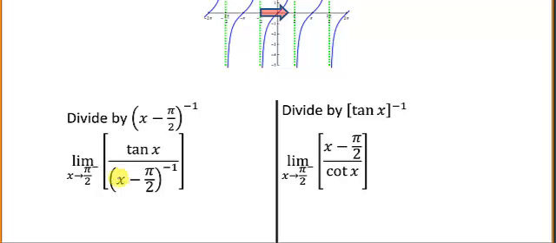If we look at the first form, I'm going to have to take the derivative of tangent to apply L'Hopital's rule. By the way, this is going to be approaching an infinity over infinity indeterminate form. The derivative of tangent is secant squared, it's not too hard. The derivative of x minus pi over 2 to the negative first is going to be negative x minus pi over 2 to the negative second. And see, things seem to be getting worse there.